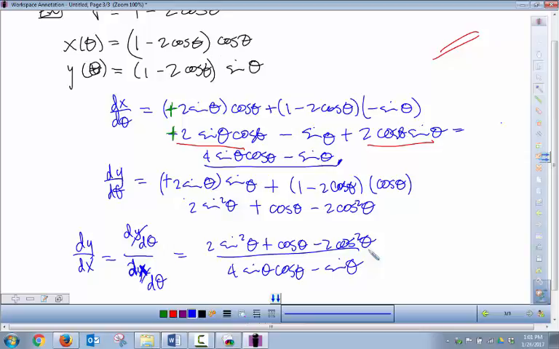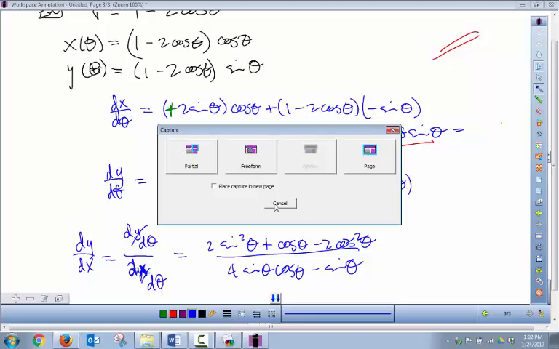But then they might ask you some other questions, like what's a tangent line when theta is equal to pi over 4? So we'll put in pi over 4. Let's do that. Looks like we might need to go to another page.